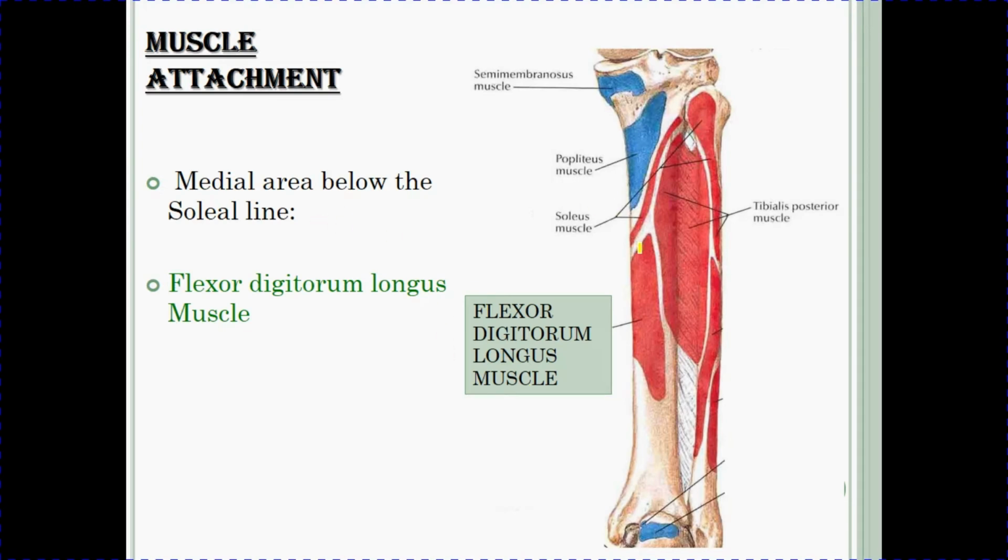Now below the soleal line, the tibia was divided into a medial part and a lateral part by a vertical ridge. Remember, in the osteology I told you. So the flexor digitorum longus muscle arises from the medial area below the soleal line. This is the flexor digitorum longus muscle. It arises from the medial area below the soleal line.